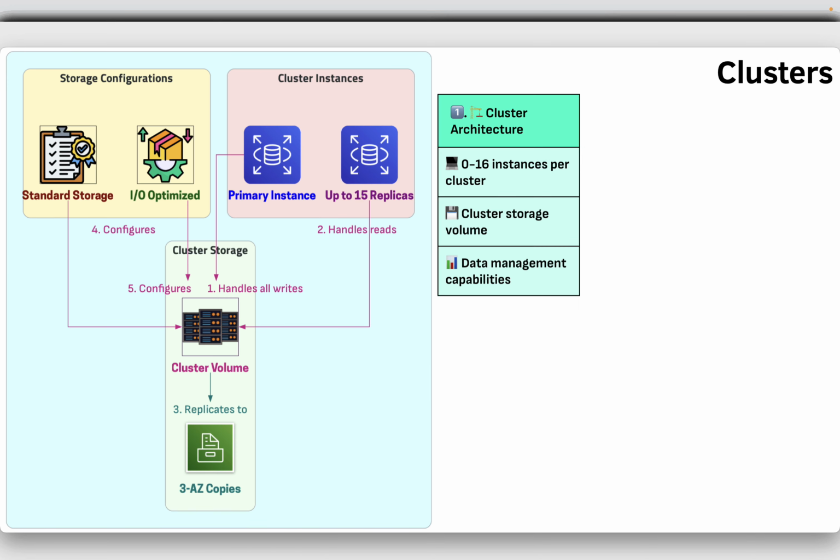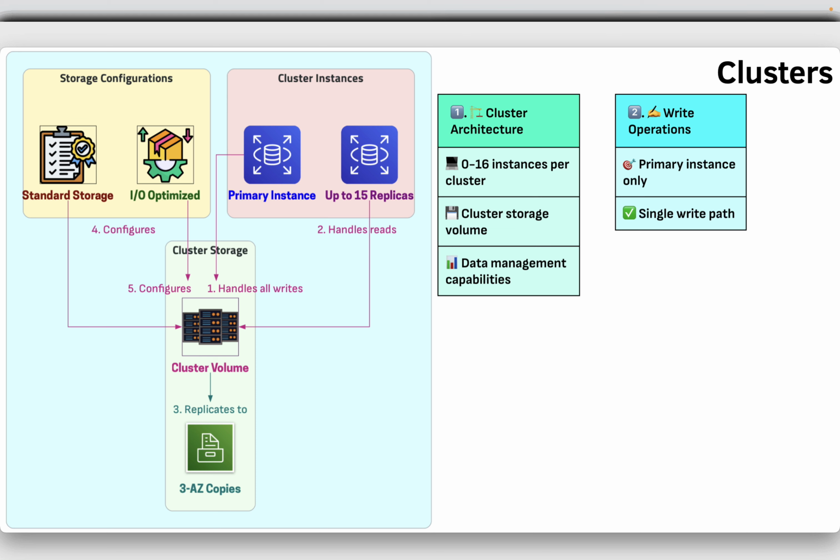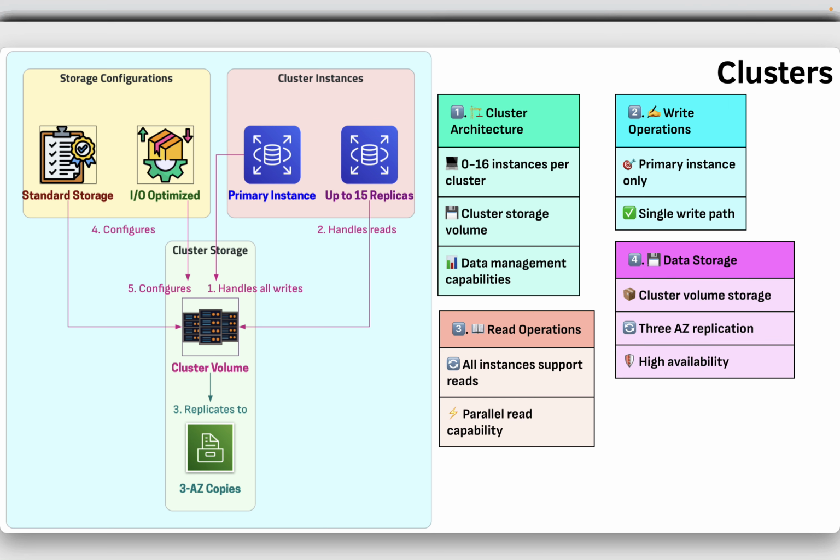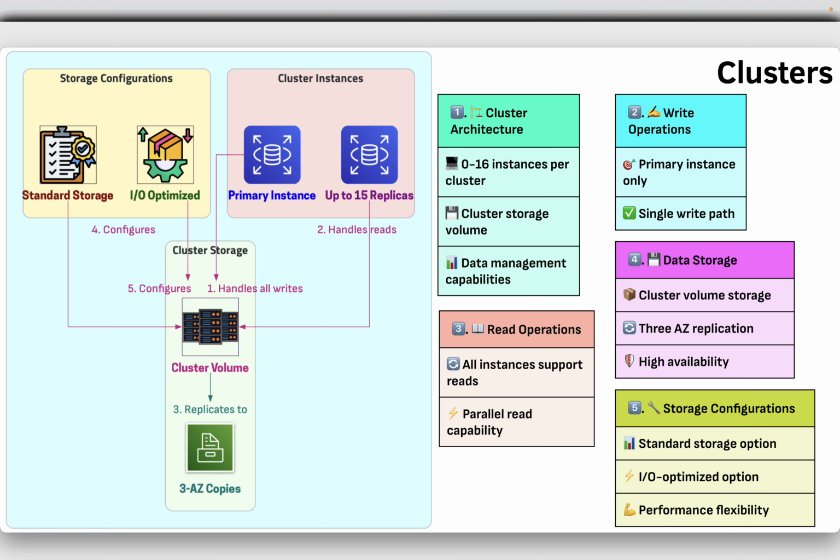Clusters. A cluster consists of 0 to 16 instances and a cluster storage volume that manages the data for those instances. All writes are done through the primary instance. All instances, primary and replica, support reads. The cluster's data is stored in the cluster volume with copies in 3 different availability zones. Amazon DocumentDB 5.0 instance-based clusters support 2 storage configurations for a database cluster: Amazon DocumentDB Standard, and Amazon DocumentDB Input/Output (I/O) Optimized.